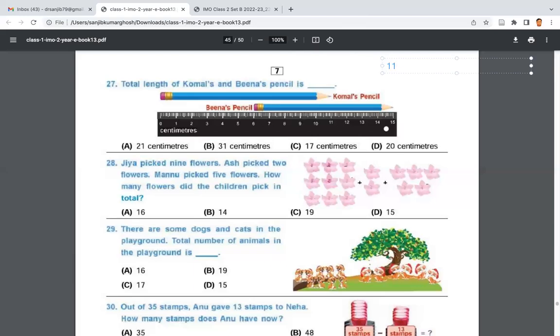You are adding these two numbers. 11 and 20 centimeters. Very good. It's 20 centimeters. Excellent, Shivanshu. Okay, now tell me number 28 better.